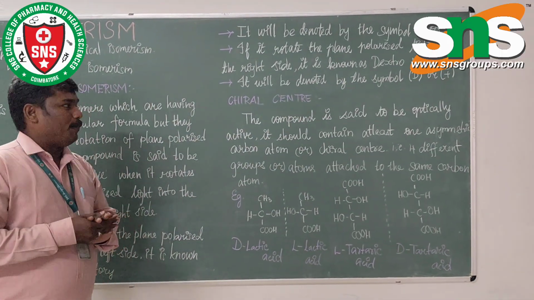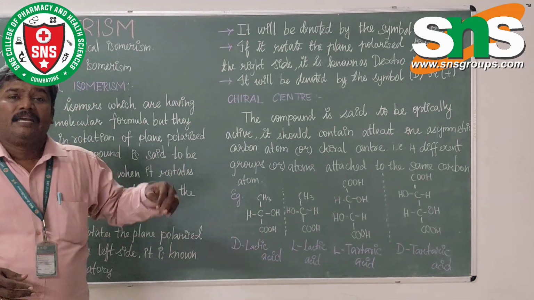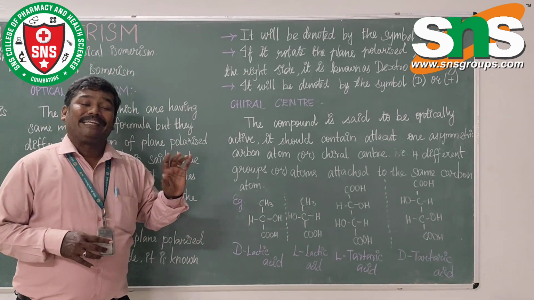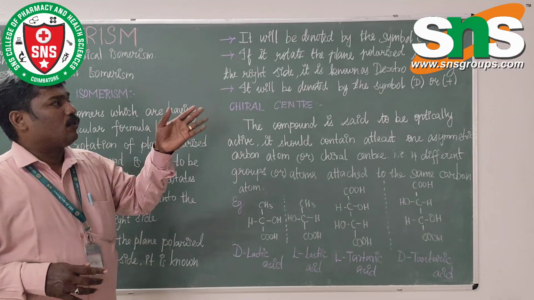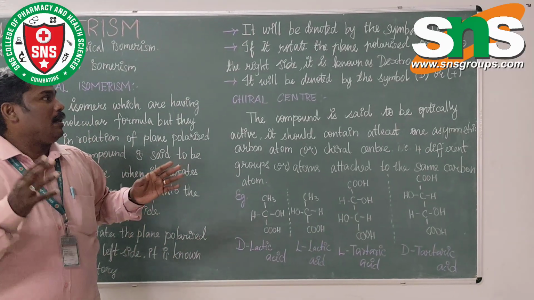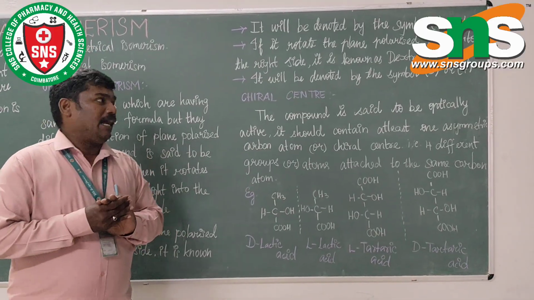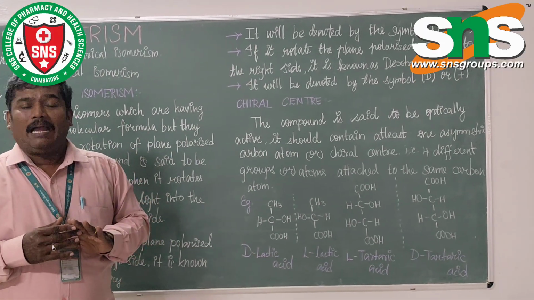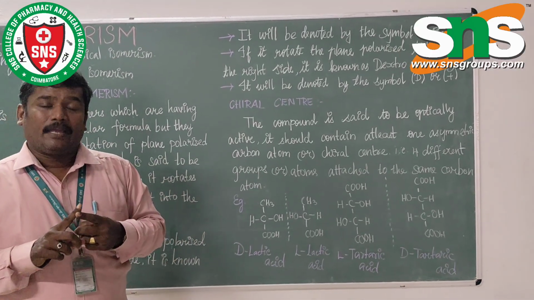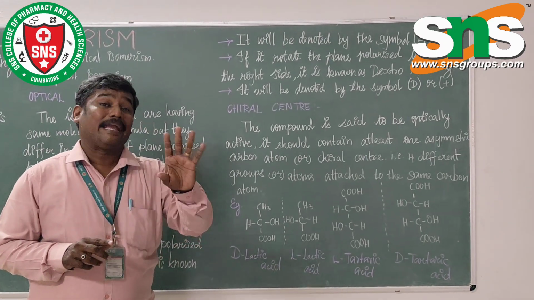Normally an optically active compound should rotate the plane polarized light to the left hand side or right hand side. If it is left hand side, it is called levorotatory and denoted by the symbol L or minus. If it rotates the plane polarized light to the right hand side, it is known as dextrorotatory, denoted by the symbol D or plus. What is the main criteria for a compound to be optically active? One thing we have to remember, it should rotate the plane polarized light. And another thing, it should contain at least one asymmetric carbon atom or chiral center.